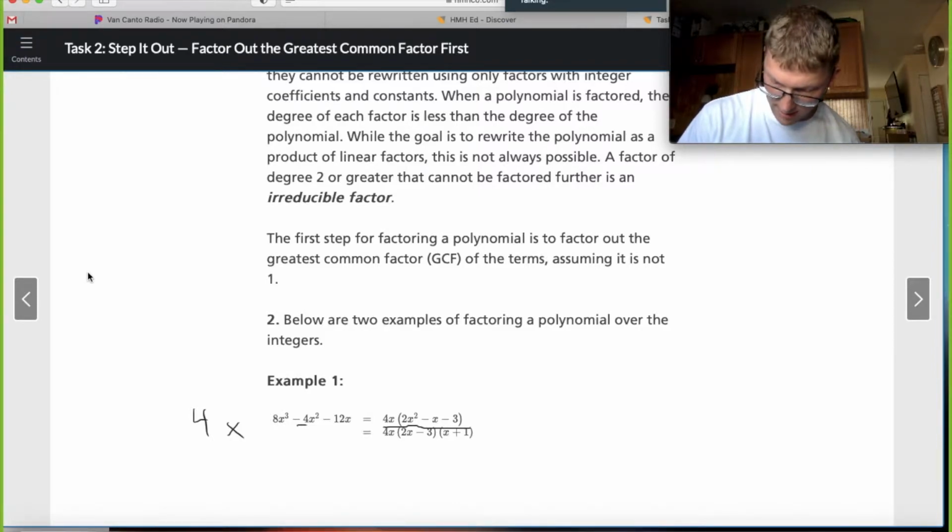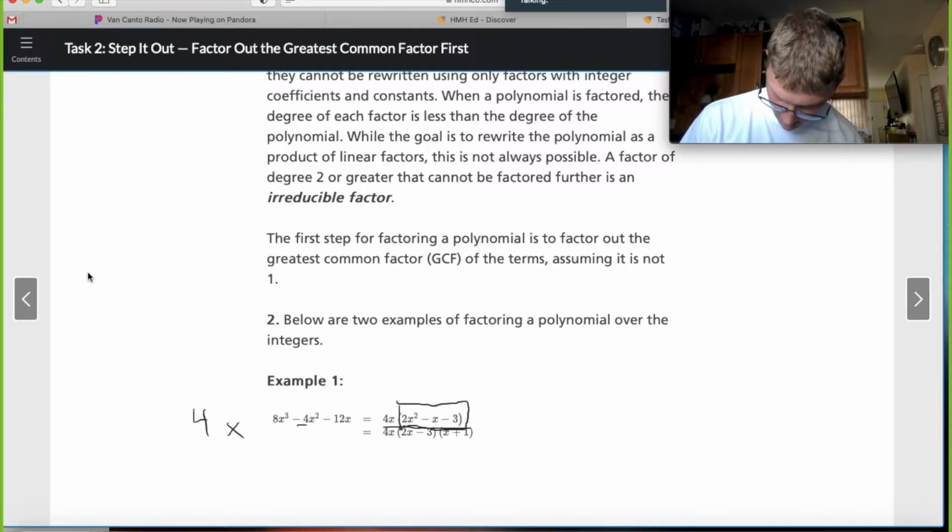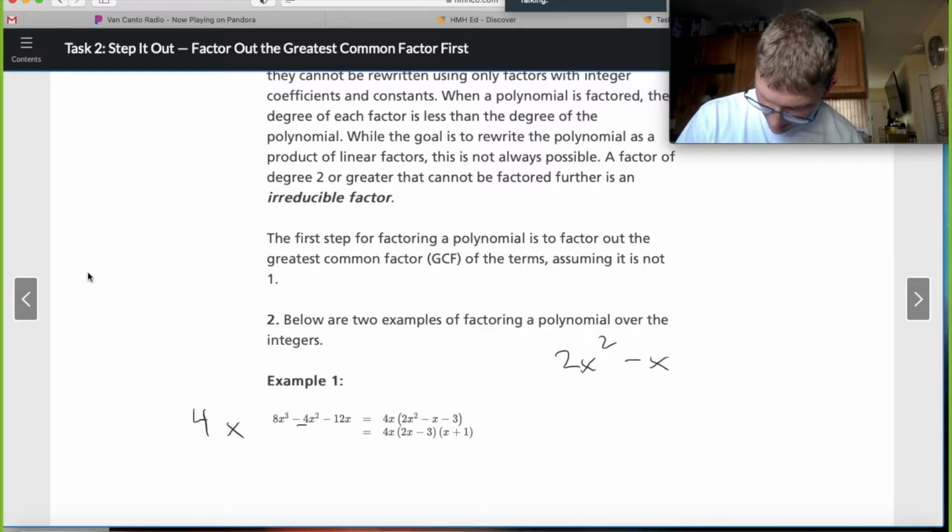So now that we have this guy right here, this is just a normal degree 2 polynomial that we should be able to factor. So we've got 2x squared minus x minus 3. So we're going to set up our parentheses. So here we've got a coefficient, so one of the x's is going to have to be squared. So 2x and our x.